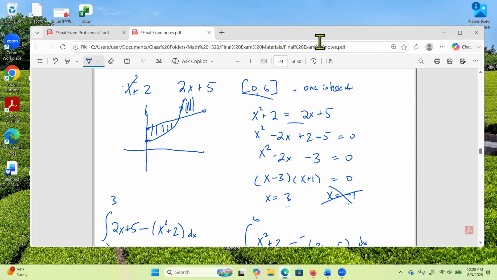Every one of these problems has a little trick like that, so just be aware that you're going to have to find that, separate them out, and then divide it up into 2 or more regions. Okay? In your case, it's final exam. I left it at 2.